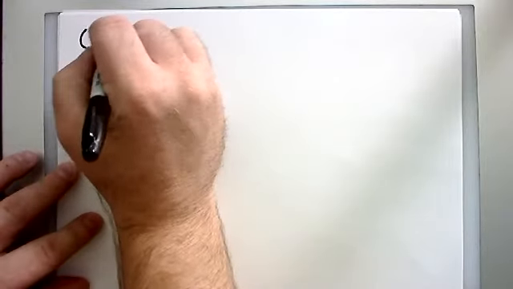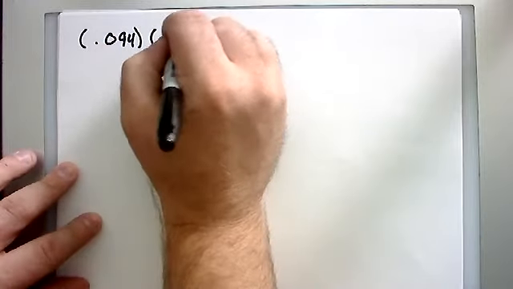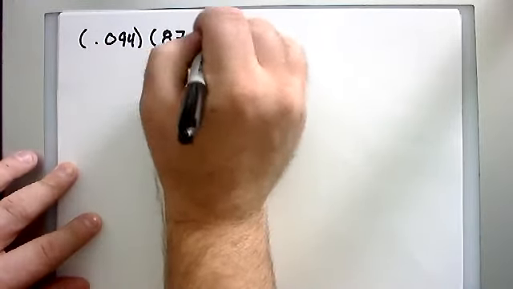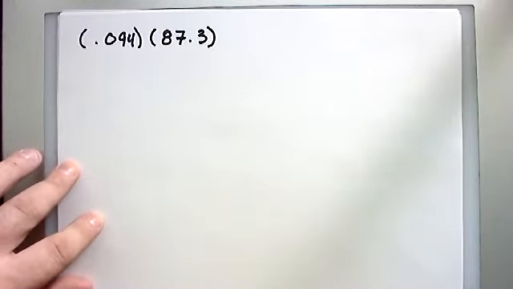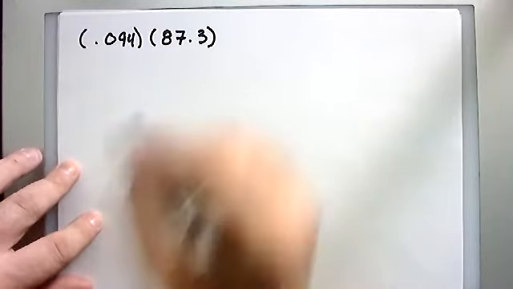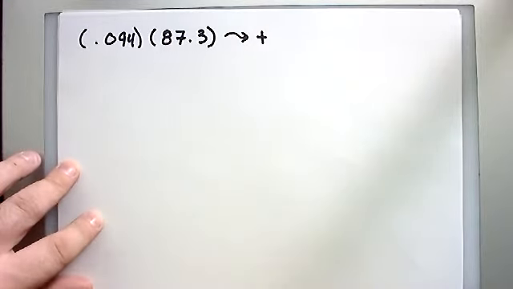Let's say we had 0.094 times 87.3. Again, try this one out on your own. See if you're following the lecture, see if this is making sense to you, and go from there. I'm gonna go ahead and do the signs and say positive. Positive times positive is positive. Negative times negative is positive as well. If the signs are the same, it will be positive.